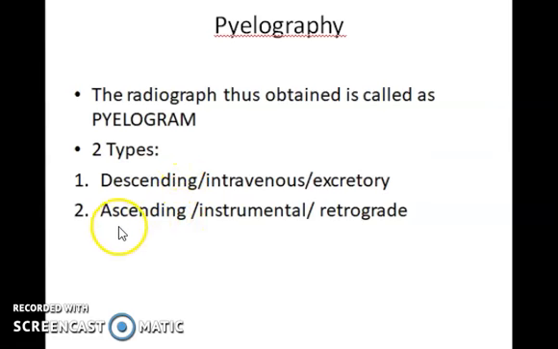And in ascending pyelography, the dye is injected directly into the ureter through a ureteric catheter guided through a cystoscope. This technique is called the retrograde or instrumental or ascending type of pyelography.